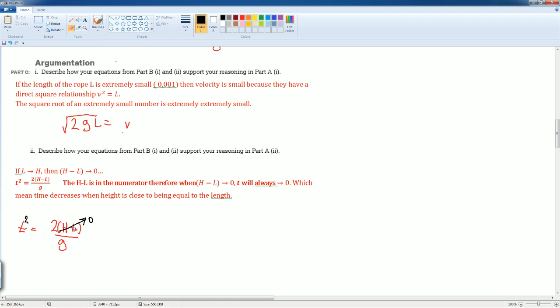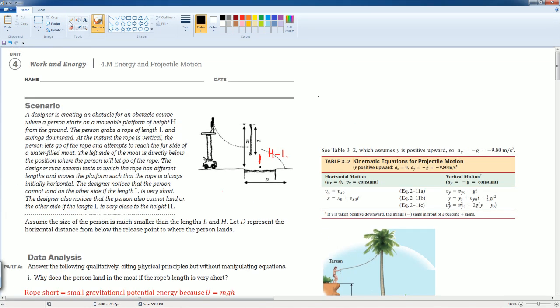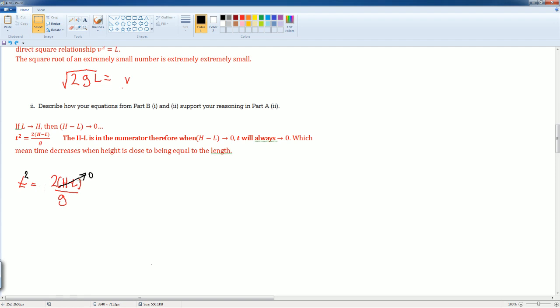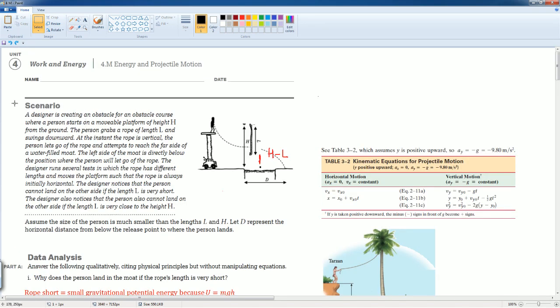Right? So h minus L is the difference between the height and the length of the rope. If that difference between them goes to 0, what I mean by that is, do you see this L? It becomes h. When these two become the same, that means this goes to 0. As this goes to 0, t will also go to 0 because, again, it's in the numerator. It has a direct squared relationship because of the squared there. All right, there you go. That's everything that you need for 4M.